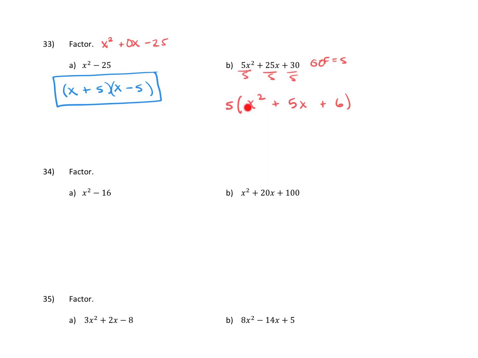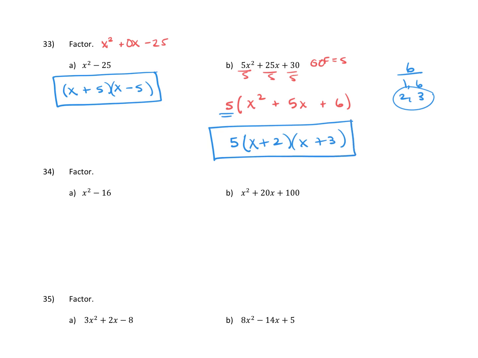Now our trinomial is an x squared trinomial, which means we can jump right to our C value. Factors of 6 that add up to 5. Our factors of 6 are 1 and 6, 2 and 3. We're looking for a factor pair that adds up to 5, and that's the 2 and 3. So our binomial factors will be x plus 2 times x plus 3. And let's not forget that the GCF is a factor that comes down and is part of our final answer.